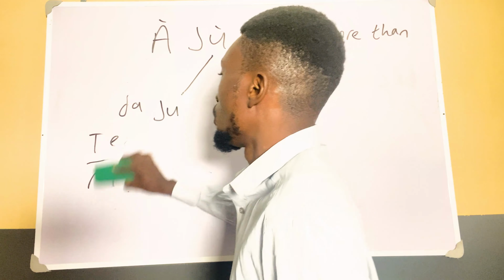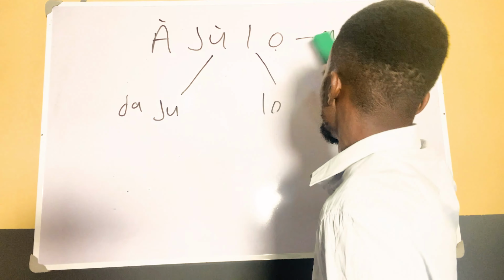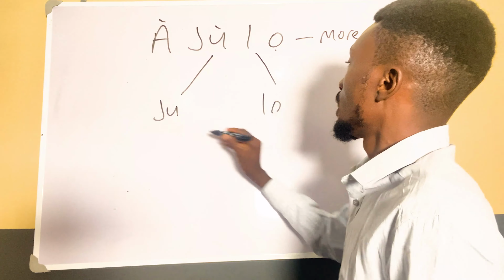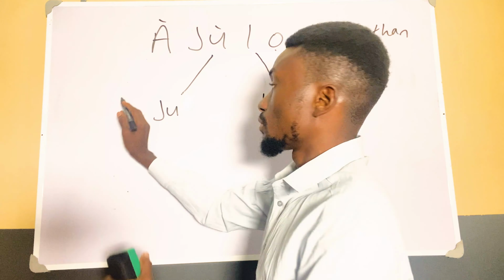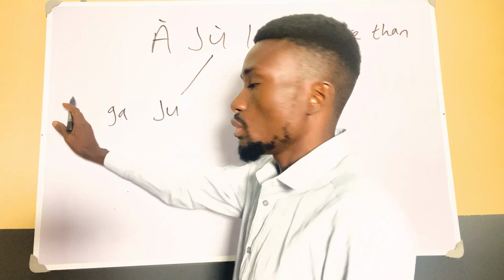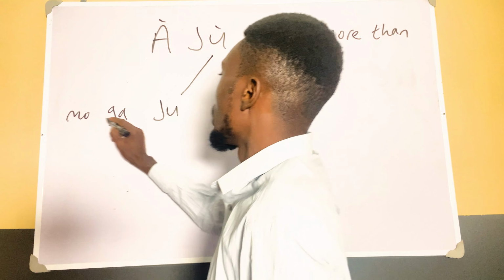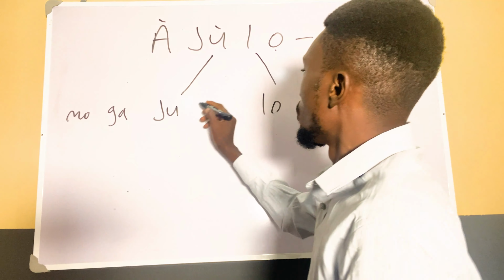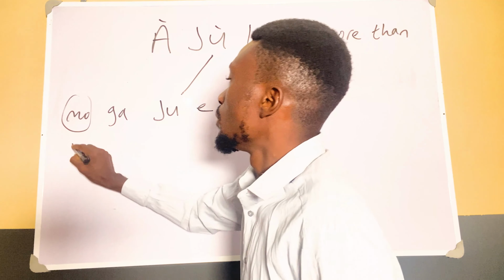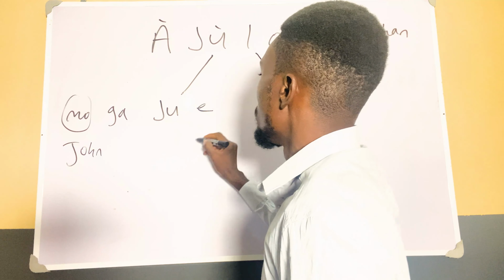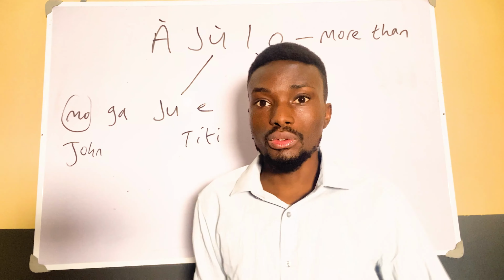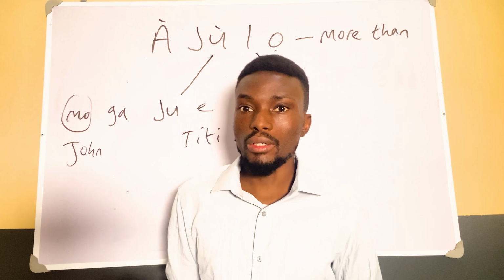So we use ajulo, and ajulo in isolation is like more than, and then you divide it into two. You use this ju and this lo, and then you put the object of comparison before, maybe ga, and who is ga? Maybe it is I. Mo ga ju ẹ lo. Who are you? Taller than. Mo ga ju ẹ lo. And this mo can start from a name, like John ga ju Titi lo. That is, John is taller than Titi. So that's just how to use comparison in the Yoruba language, and I hope you've been able to learn a lot in this video.